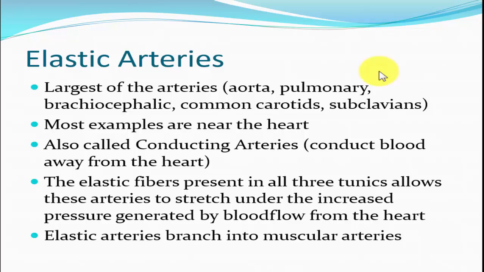But basically the aorta is going to be near the heart, pulmonary is going to be near your lungs, brachio refers to your arm, and cephalic means your head, so up near your arm and your head. Common carotid is in your neck, and subclavian is below your clavicle. As I said, most examples are near the heart. And these are going to be the large ones that, remember, the arteries start large and get small. They're also called conducting arteries as they conduct blood away from the heart.